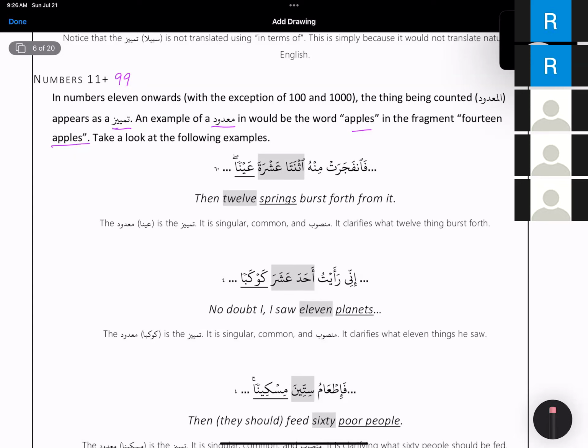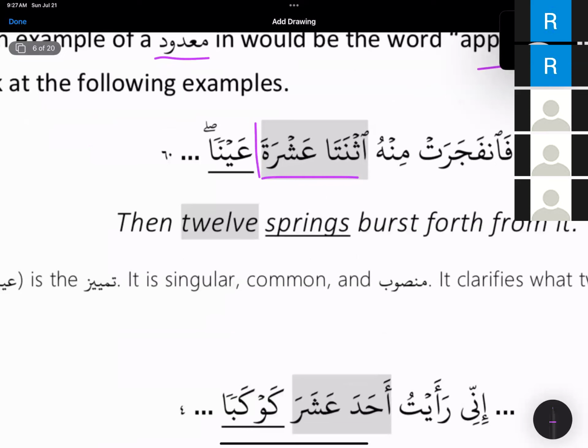Ithnata ashrata. So now ithnata ashrata is a number. Right? It means 12. So ithnata is basically 2 and ashrata 10. So 10 plus 2 is 12. So 12 springs gush out. I should not be saying spring, right? So fanfajarat minhu ithnata ashrata, if you stop here, 12 gush out from it. So now you're going to ask me, what 12? Right? It's not clear. It's ambiguous. So we need to bring aynan with it. So 12 springs gush out. So this aynan is basically a tamyiz over here.